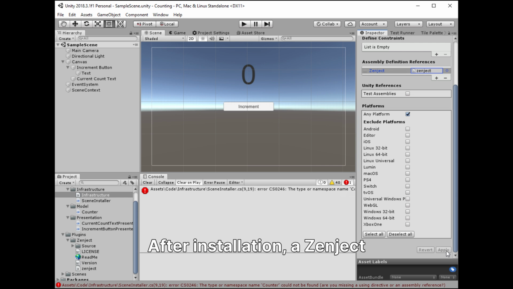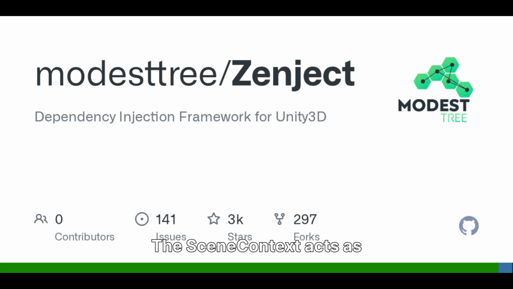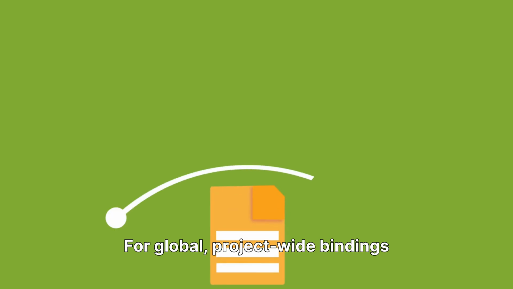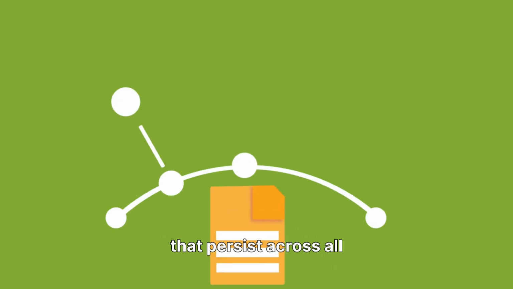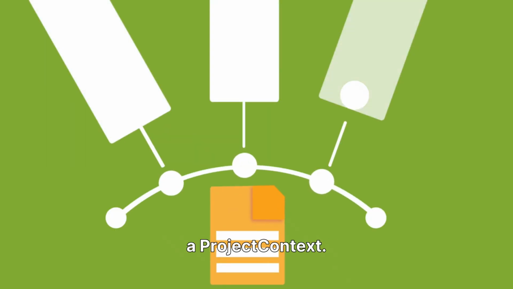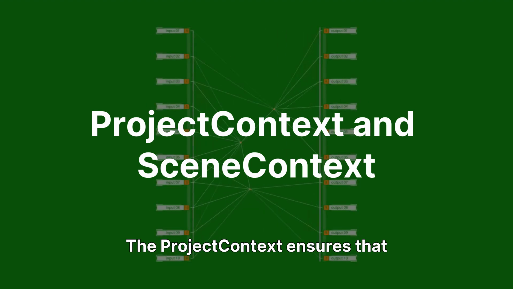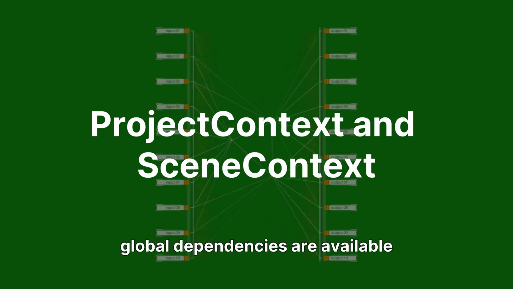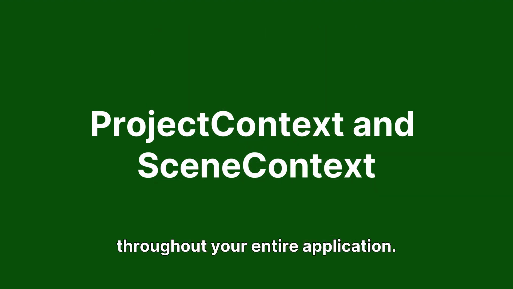After installation, a Zenject project typically starts with a SceneContext MonoBehaviour in each scene. The scene context acts as the entry point for Zenject to set up scene-specific dependencies. For global, project-wide bindings that persist across all scenes, you can create a project context. The project context ensures that global dependencies are available throughout your entire application.